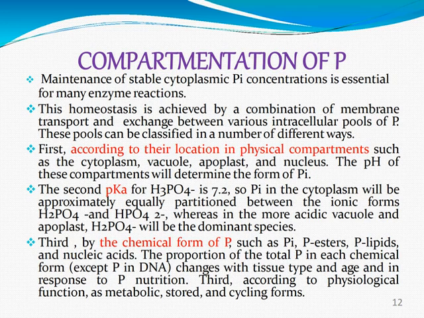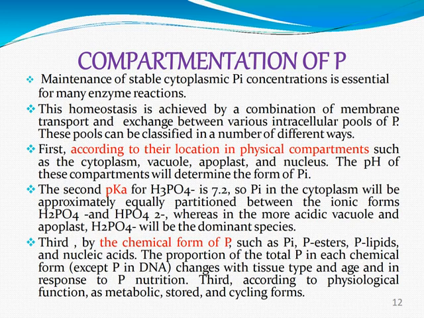Compartmentation of phosphorus. Maintenance of stable cytoplasmic ionic phosphorus concentration is essential for many enzyme reactions. This homeostasis is achieved by a combination of membrane transport and exchange between various intracellular pools of phosphorus. These pools can be classified in a number of different ways. First, according to their location in physical compartments such as the cytoplasm, vacuole, apoplast, and nucleus. The pH of these compartments will determine the form of ionic phosphorus.